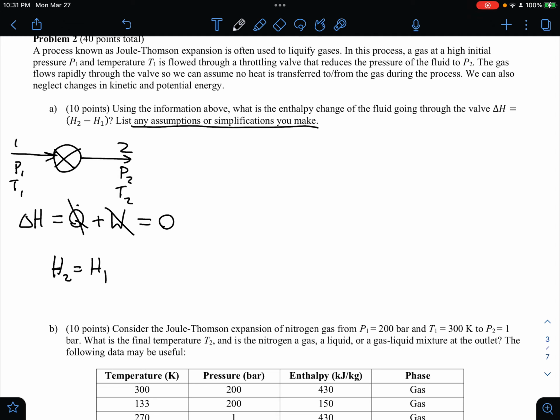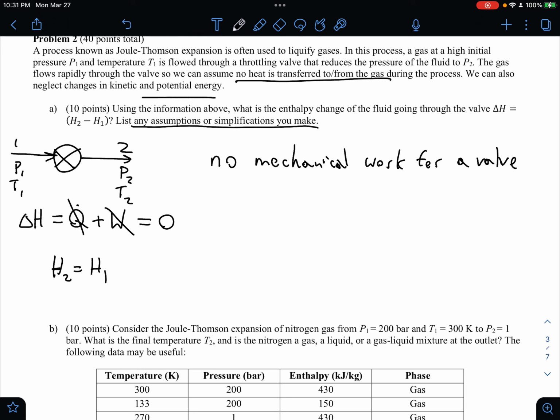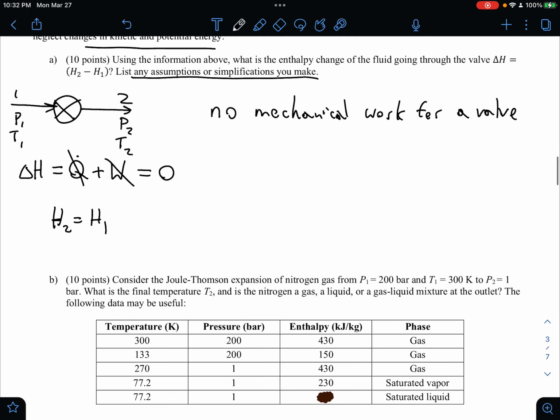The question does ask us to list assumptions. So I would say no mechanical work for a valve. The other assumptions are given to us, so no heat transfer, neglect changes in potential energy. I would underline those, but those are assumptions that are given to us. I don't think we need to state any of them. And I think that answers the question.